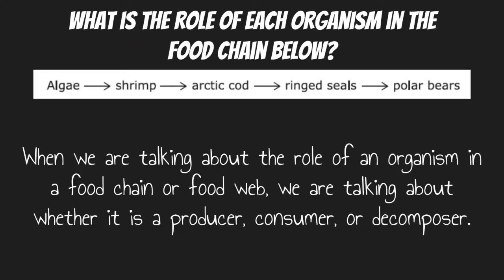So what is the role of each organism in the food chain below? So when we're talking about the roles of organisms in a food chain or food web, we are talking about whether it is a producer, consumer, or a decomposer. So what are the roles of each of these in the food chain?